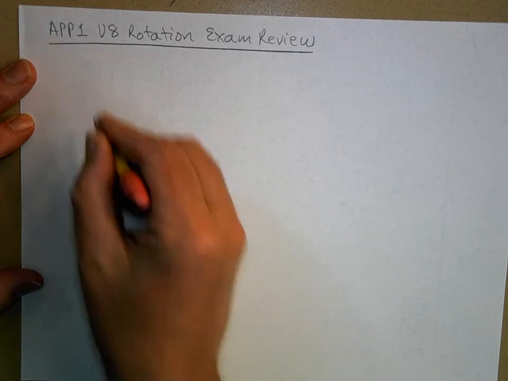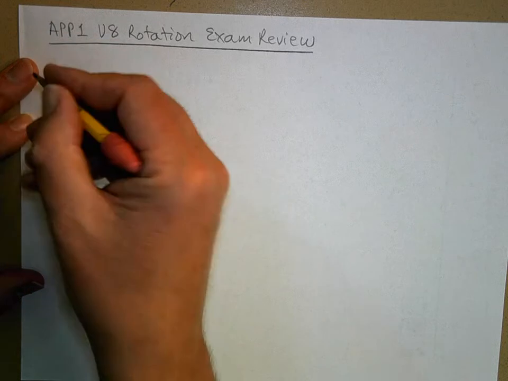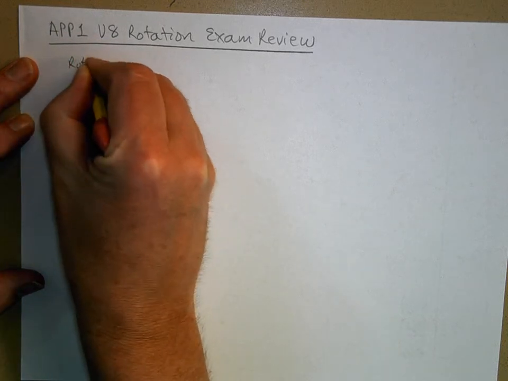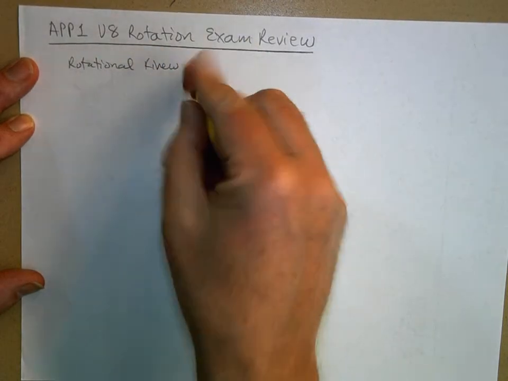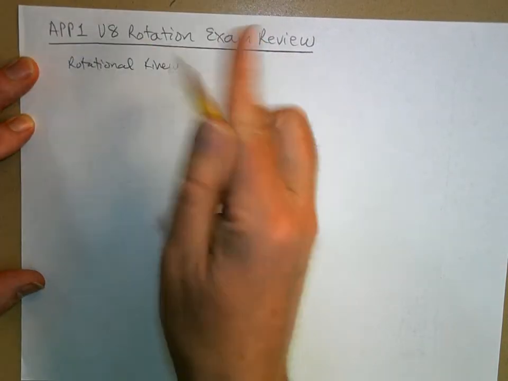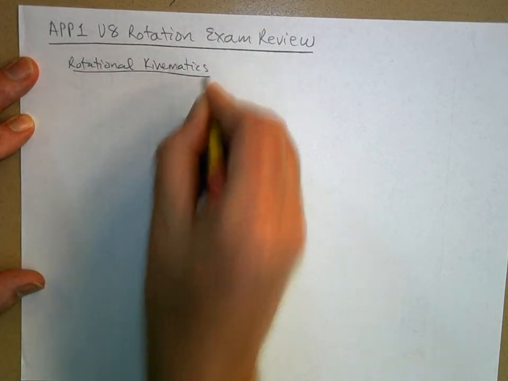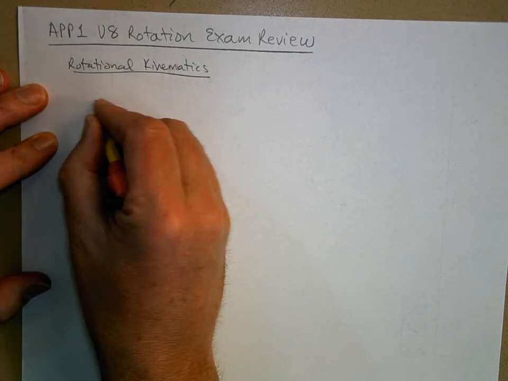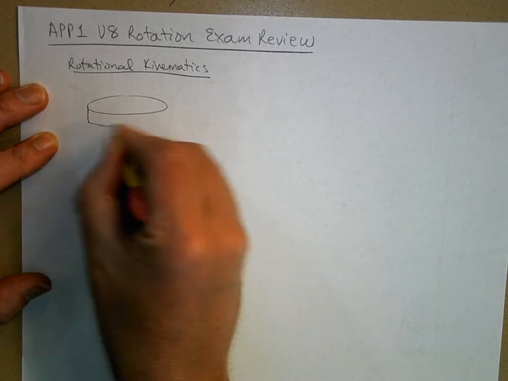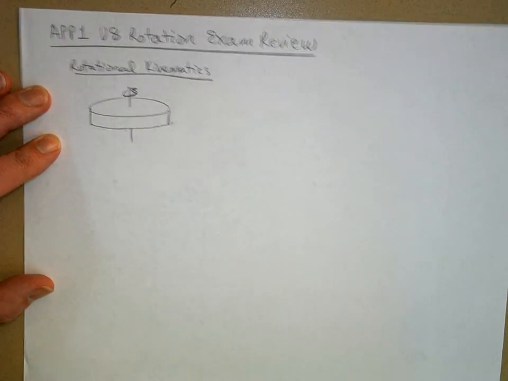Okay, so we're dealing with objects that rotate, and so the first thing we're going to do is rotational kinematics. Now, kinematics is the description of motion. So if I've got an object that's going to rotate, here I'll just draw a little disc shape thing that's going to be rotated around.